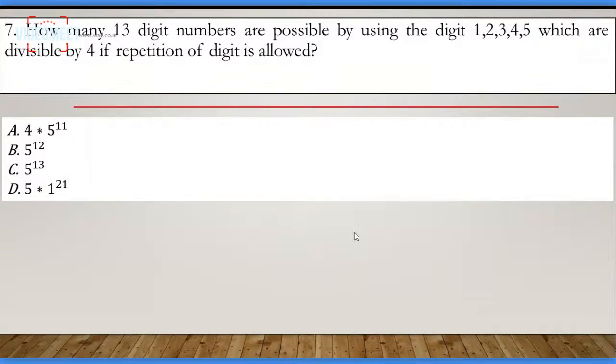How many 13-digit numbers are possible by using the digits 1, 2, 3, 4, 5, which are divisible by 4 if repetition of digit is allowed? What is the answer of this question?